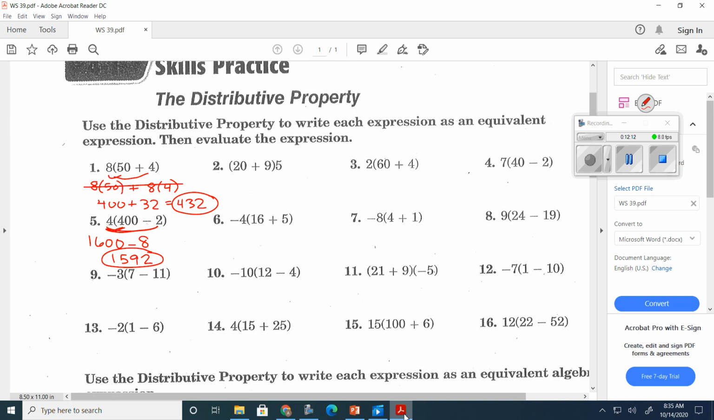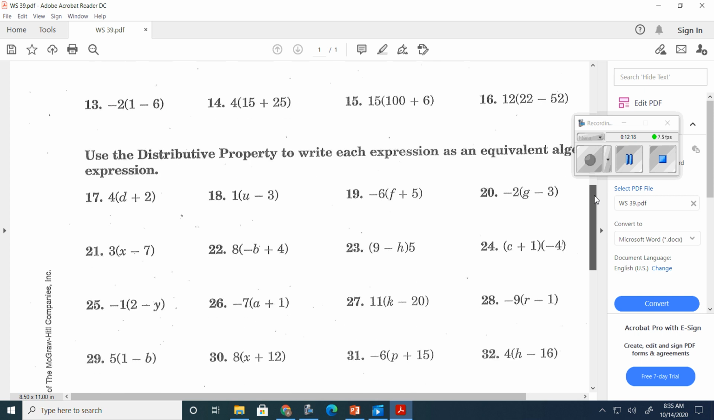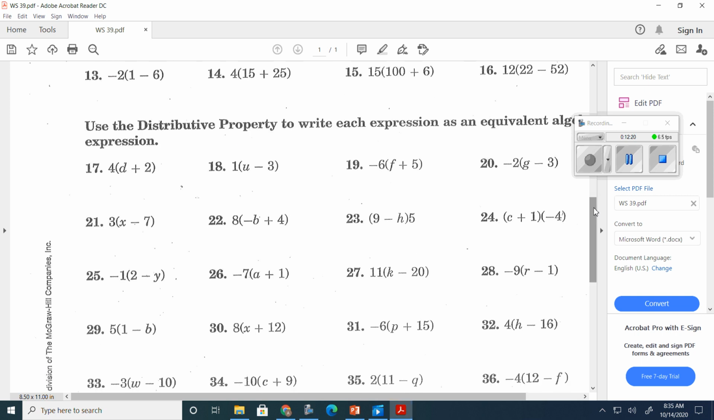Okay, now when we go down to the next part of the paper, let's see if I can get this to scroll down. This is where the variables are. So first I'm going to do 4 times d, which is 4d. Then I do 4 times 2, positive 2, which is a positive 8. So hopefully you can get to these mentally, and that's the only work you need to show.